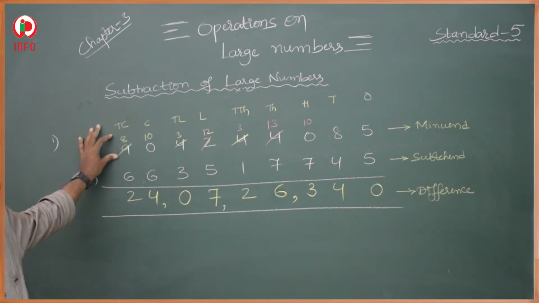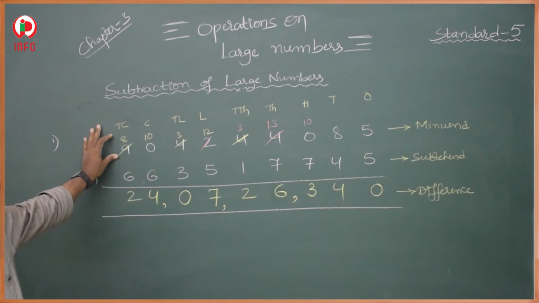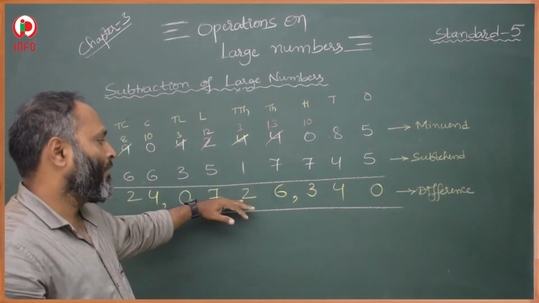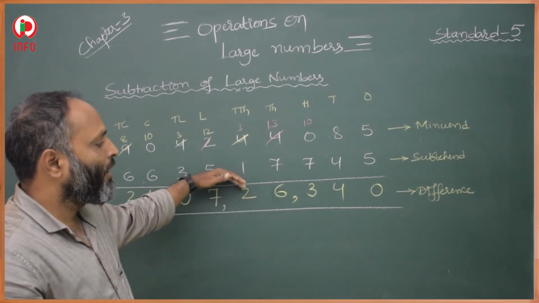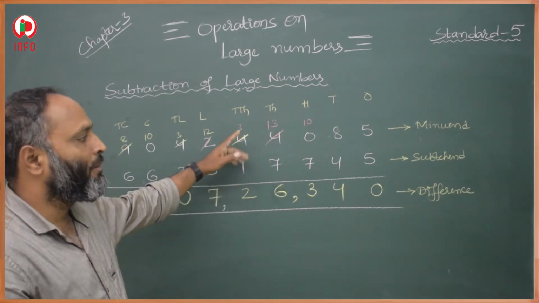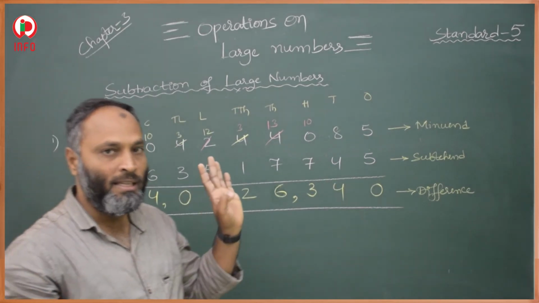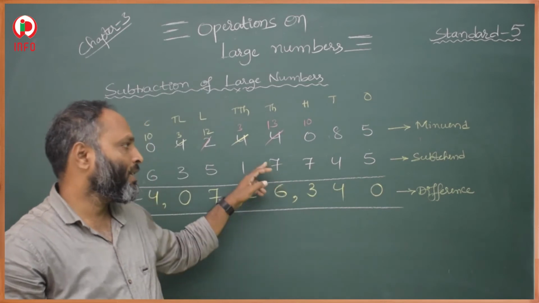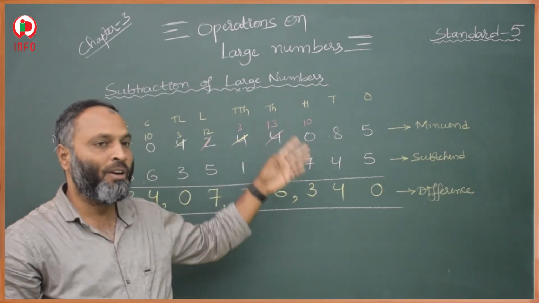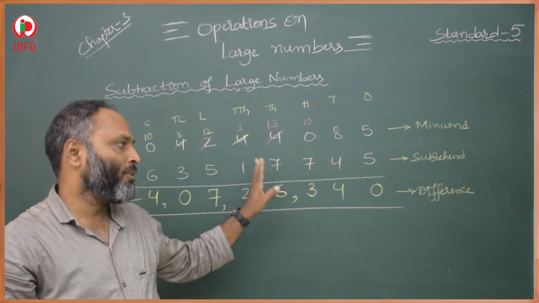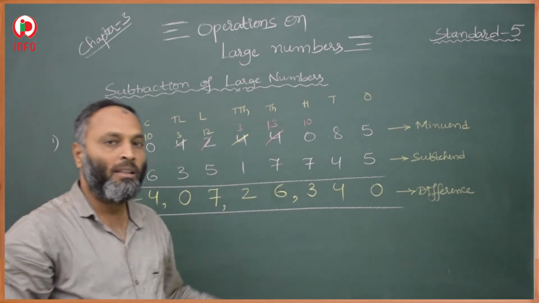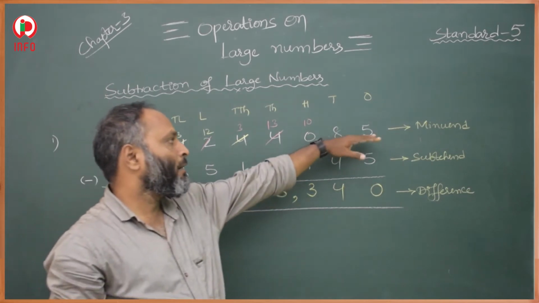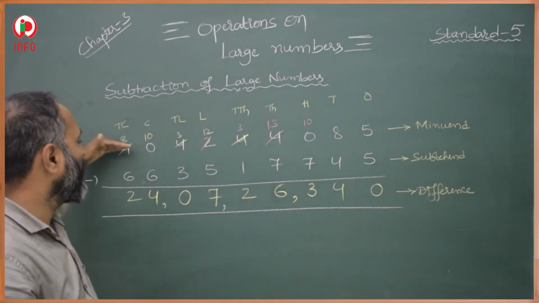So the subtrahend and the difference are both lesser than the minuend. But the formula is that to get the minuend, we have to add the subtrahend and the difference. If we add the subtrahend and the difference, we get the minuend. We learned this formula in our previous classes.